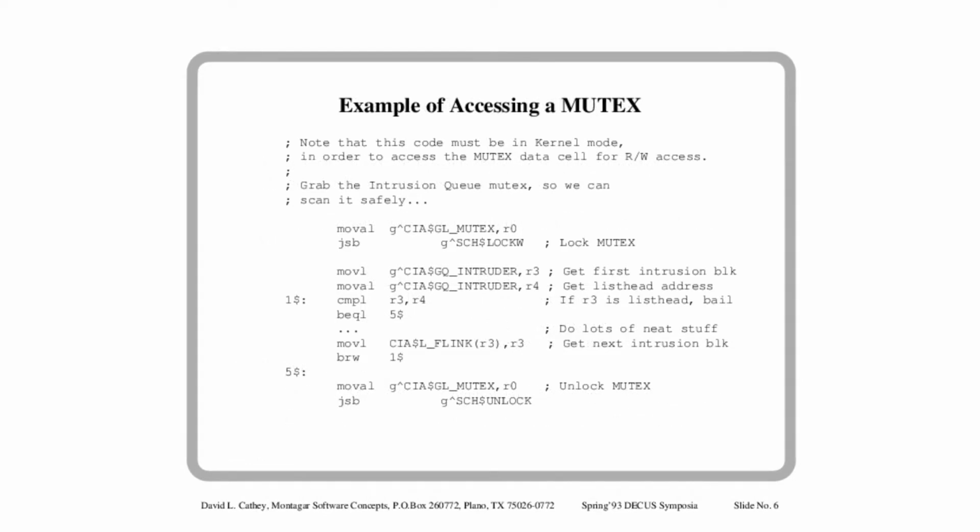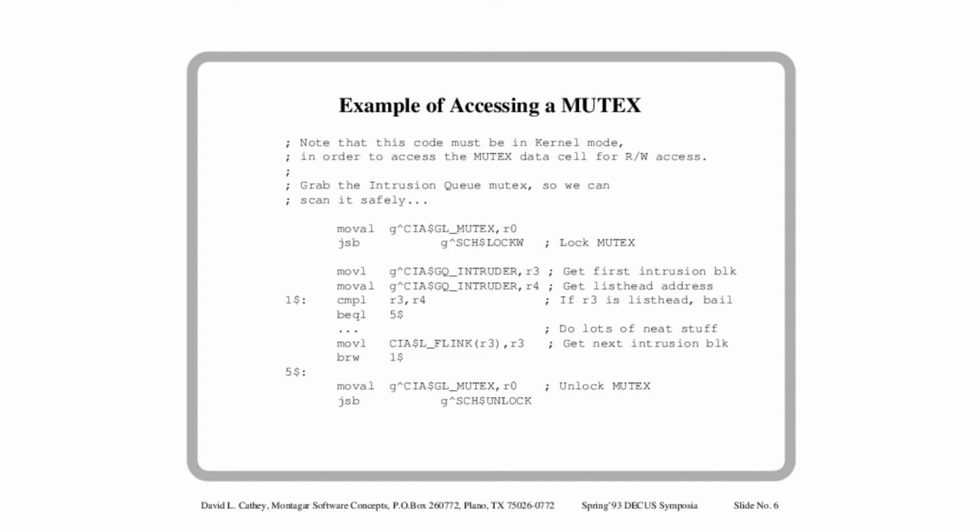Here's a code example taken out of some code that I have that plays in the intrusion analysis database and accesses the MUTEX. Very simply, you move an address to the long word of the MUTEX data structure. You want to use the G-hat because you're in system space, so you're referencing it by absolute addressing. Move that into R0, and then do a JSP into locked wait.